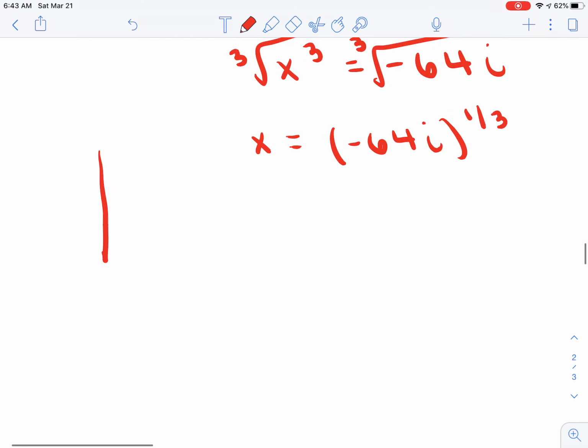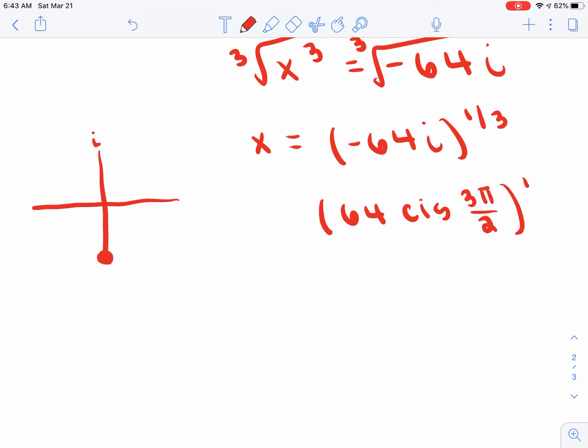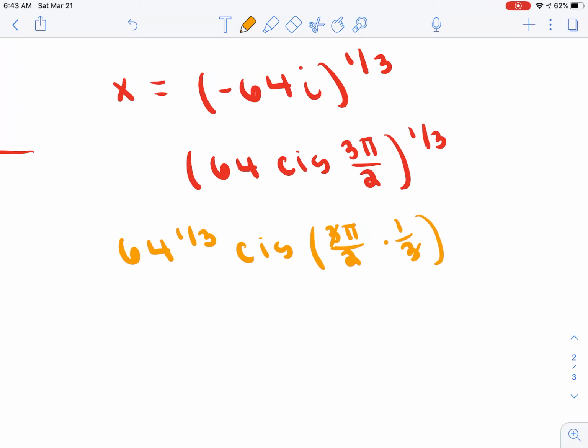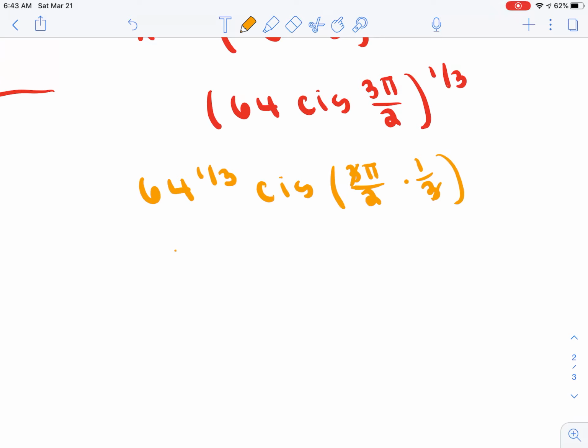Now, when we go to trig form, remember that this is your imaginary axis, and so we're going to think of it down here. So you're going to get 64 cis 3 pi over 2, all to the 1/3 power. Now we can use de Moivre's, 64 to the 1/3 power, cis, and then we have this 3 pi over 2 times 1/3. The 3's cancel. We end up getting 64 to the 1/3 power, which is 4, cis, pi over 2, and that is our first solution.